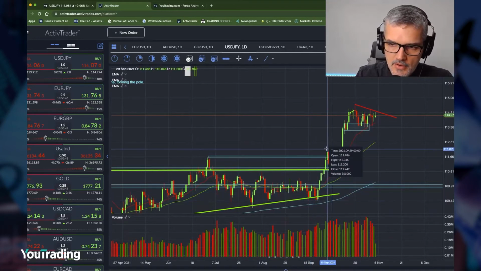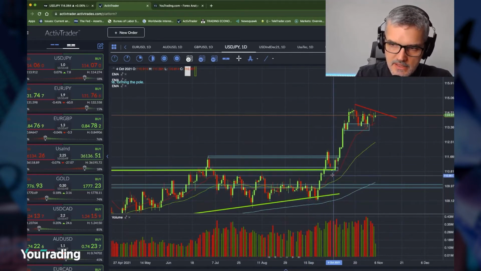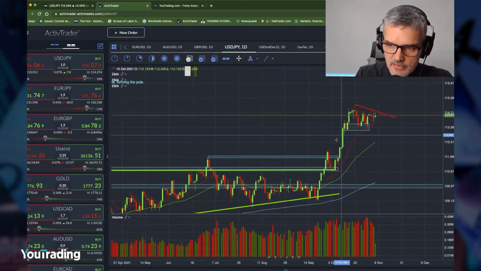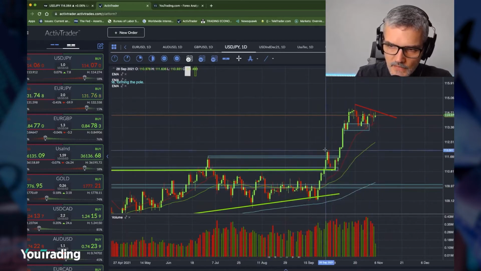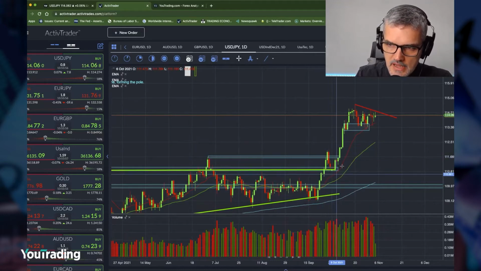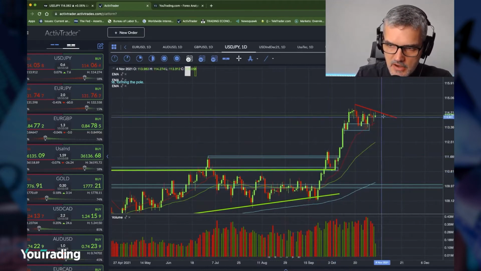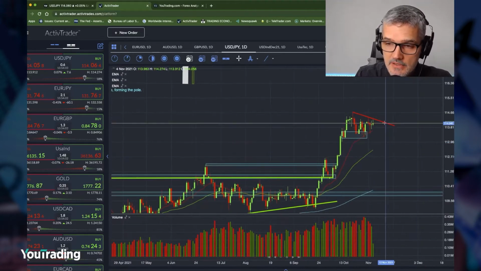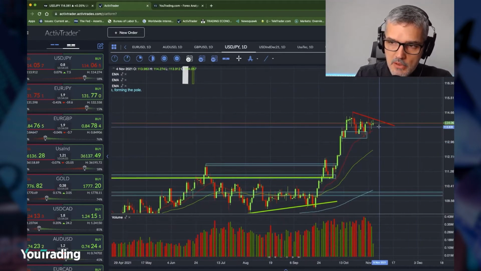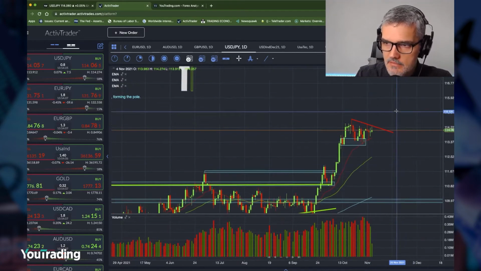So you've got one up, then a pullback, and then this third wave obviously longer than the first, so that confirms Elliott wave theory. This was a correction in price, whereas this is looking like a correction in time. So another confirmation of Elliott wave theory. So I'm definitely looking for one more impulsive move to the upside.